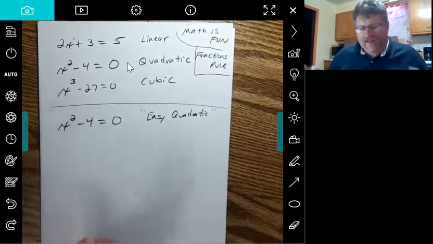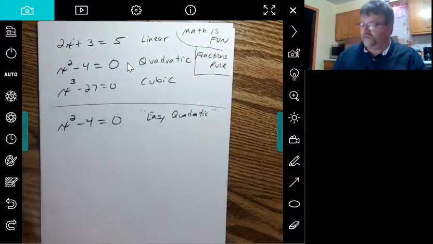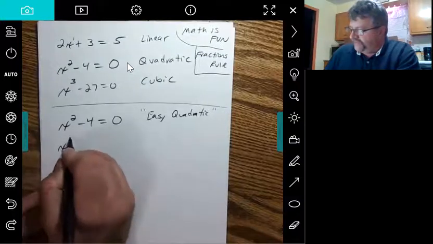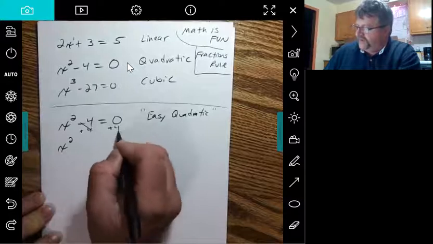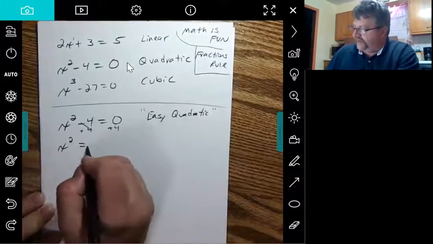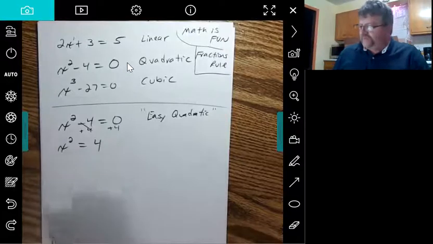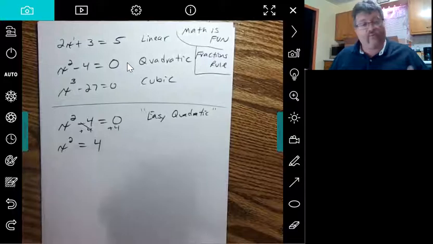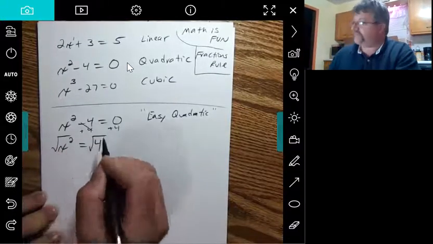Easy quadratics. Why easy? What am I talking about? Well, if I asked you to solve for x squared, just like we solved for x in the good old days, solve for x squared. Well, you'd add 4 to both sides, right? And then you'd say x squared equals 4, okay? And now you say, how do I turn an x squared into an x? Well, I can take the square root of x squared. So I'm going to take the square root of both sides.